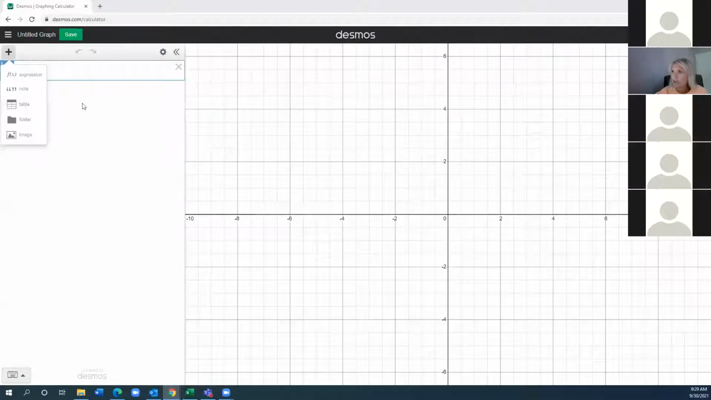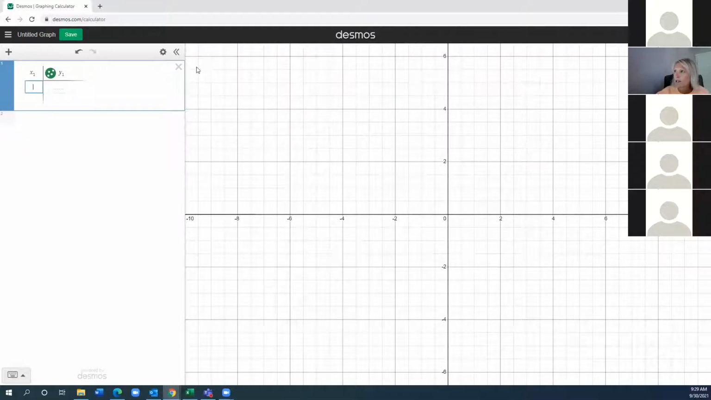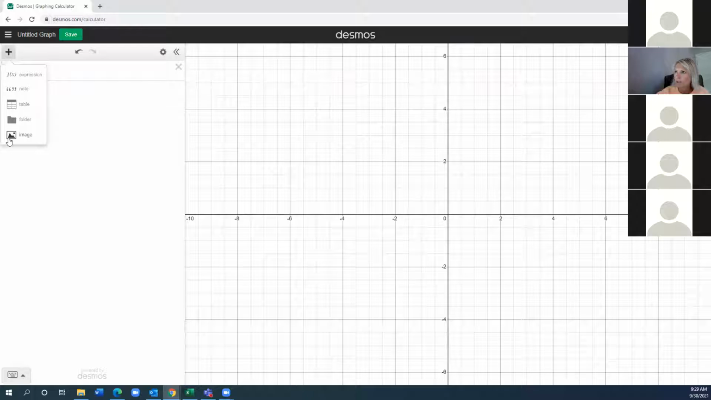I'm going to resume recording. Okay, so let's go ahead and I'm going to make a table. Like I said, you can do that. There's a plus sign up here. If you hit that, it gives you lots of choices. There's notes with the quote sign. Expression means you want to put in an equation. That's what we usually use.